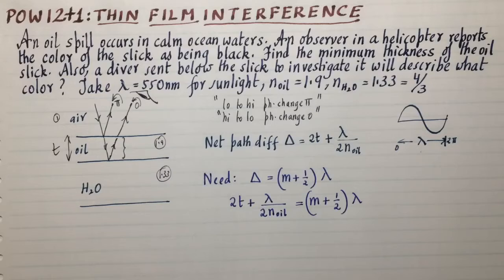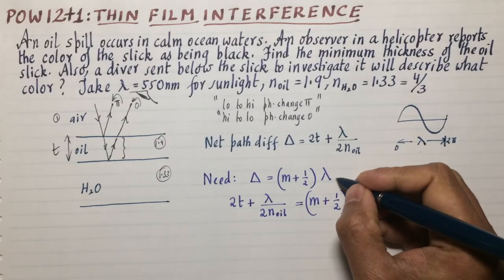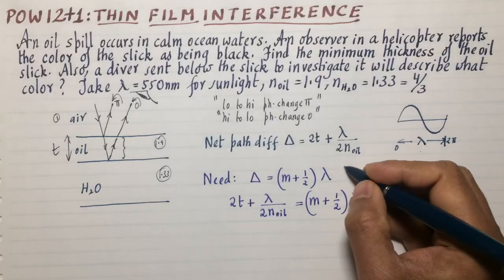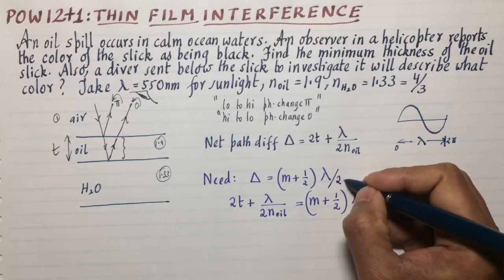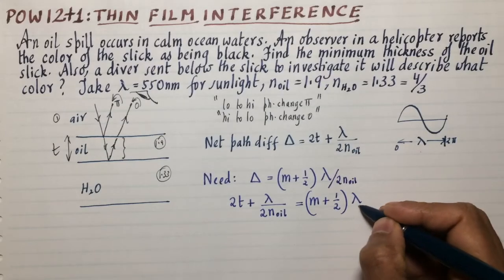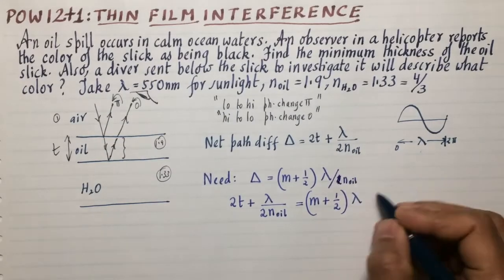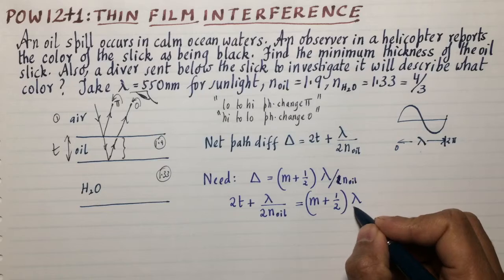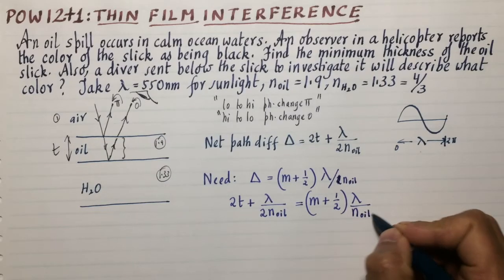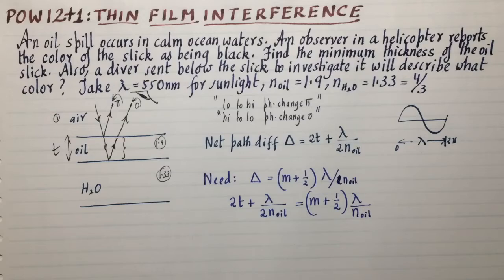And you can basically solve for thickness from here. By the way, the lambda here also is lambda divided by 2n oil. Lambda divided by n oil, not 2n oil. So this is an interesting situation because I have a lambda divided by 2n oil and a lambda divided by 2n oil there. So that's simply going to cancel out.